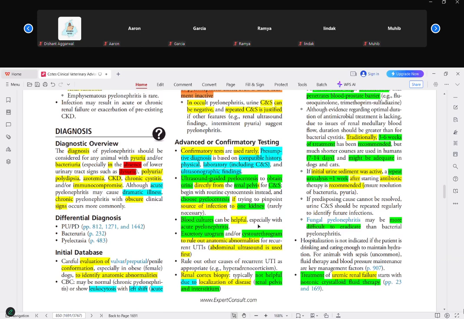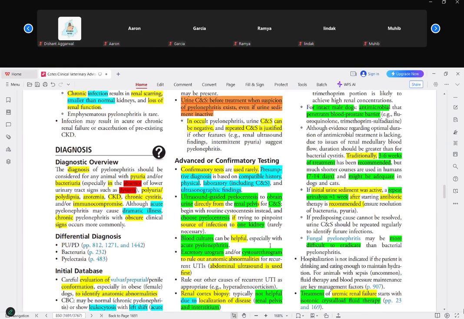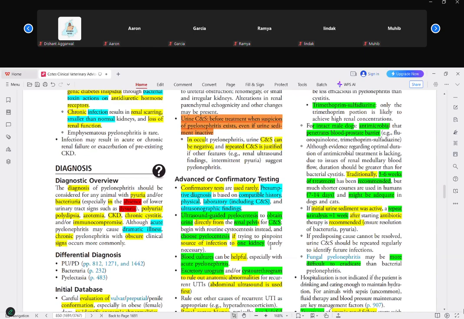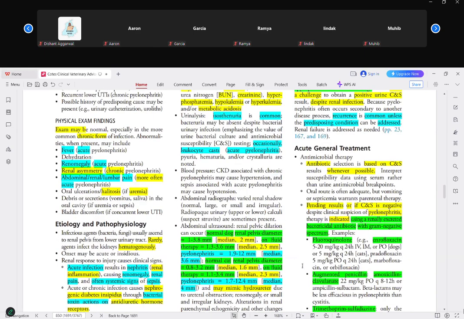Blood culture can also help if the animal is in acute pyelonephritis. So that is about the diagnosis of pyelonephritis.